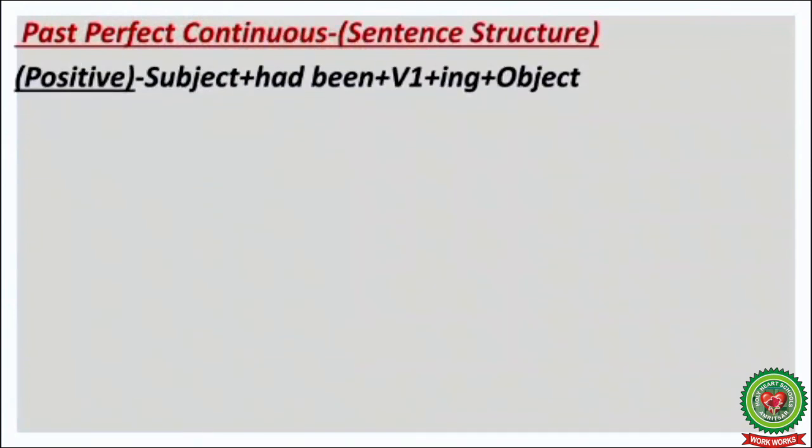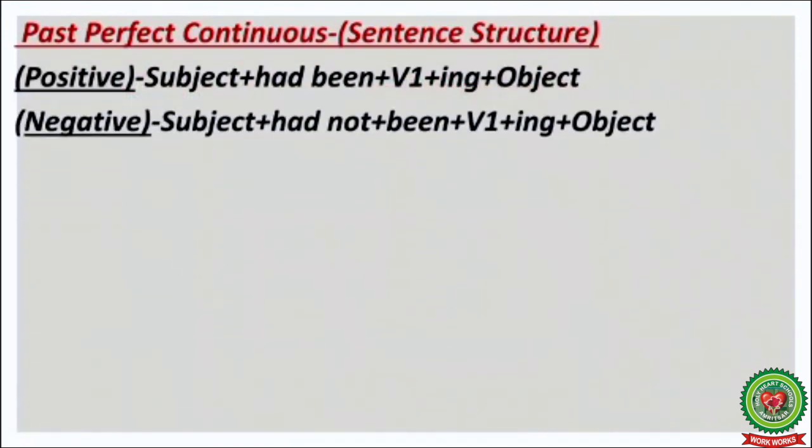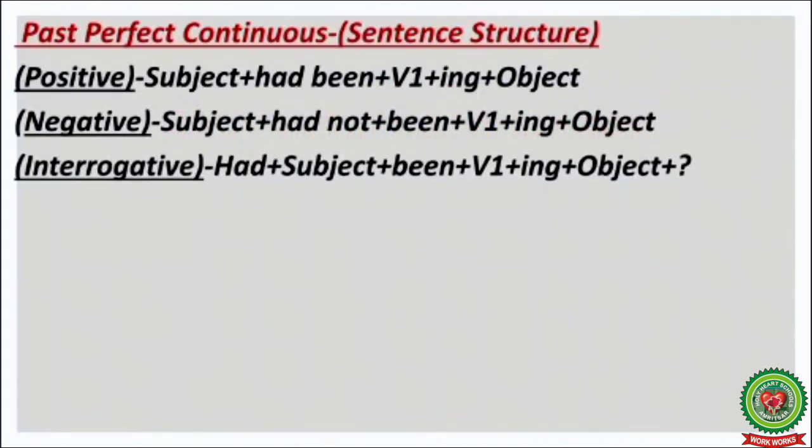Students, come to the past perfect continuous tense. Let's discuss the sentence structure. With positive sentence, the structure is subject plus had been plus present form of the verb plus ing plus object. In negative sentence, the structure is subject plus had not plus been plus present form of the verb plus ing plus object. In interrogative sentence, the structure is had plus subject plus been plus present form of the verb plus ing plus object followed by the question mark.